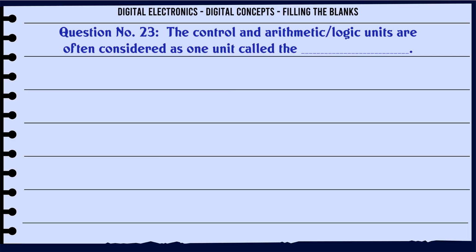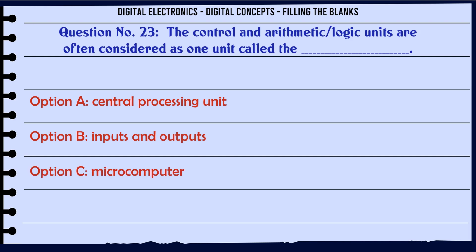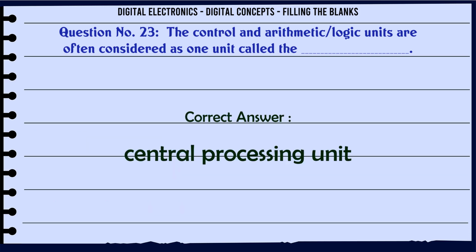The control and arithmetic logic units are often considered as one unit called the A. Central processing unit. B. Inputs and outputs. C. Microcomputer. D. Arithmetic logic unit. The correct answer is central processing unit.